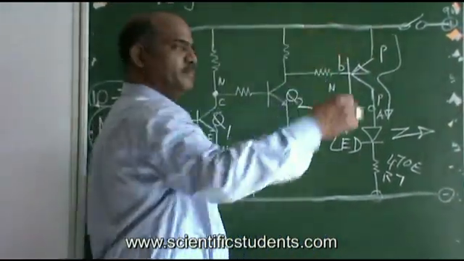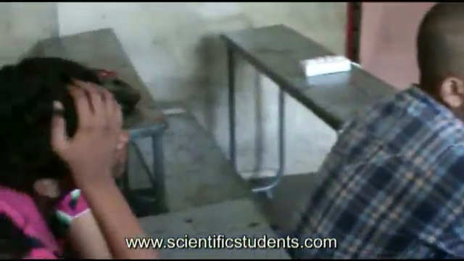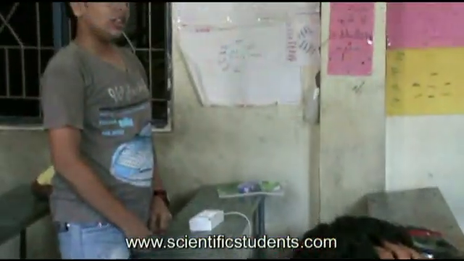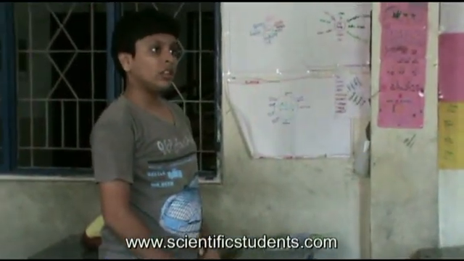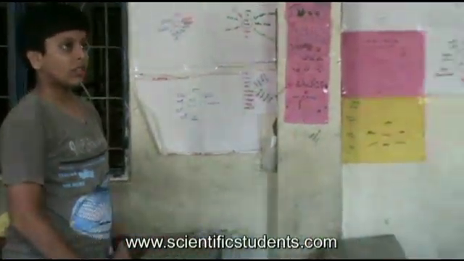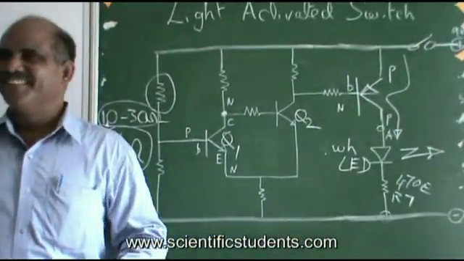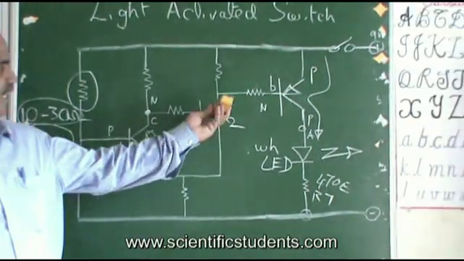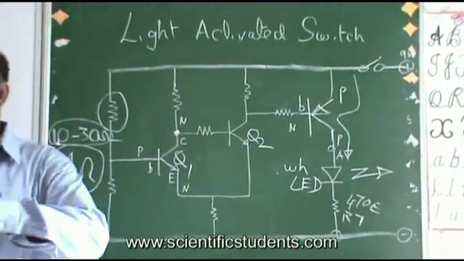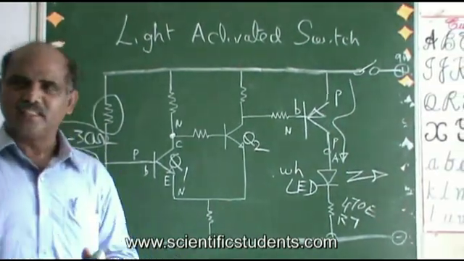Sir, sometimes the LDR will work opposite, sir. Means when light comes, it will turn on. You want it that way also? Yes, we can alter the circuit. If you remove this stage, that's it. Whenever light falls on it, it will turn on. But here I just included this stage, so we have to make it reverse. That is the reason.